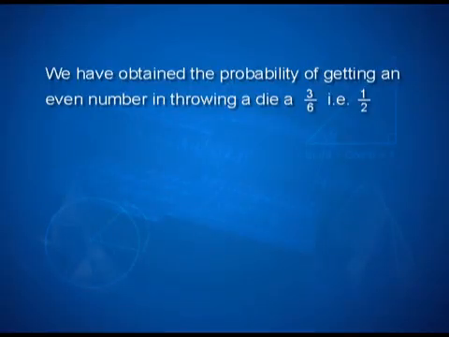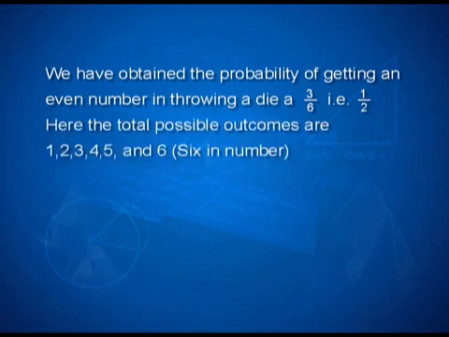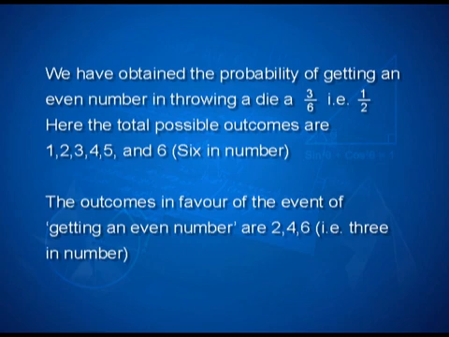We have obtained the probability of getting an even number in throwing a die as 3/6, that is 1/2. Here the total possible outcomes are 1, 2, 3, 4, 5 and 6, that is 6 in number. The outcomes in favor of the event of getting an even number are 2, 4 and 6, that is 3 in number.